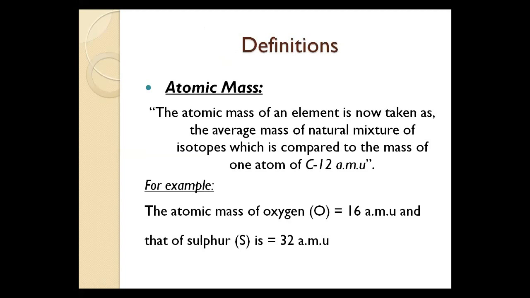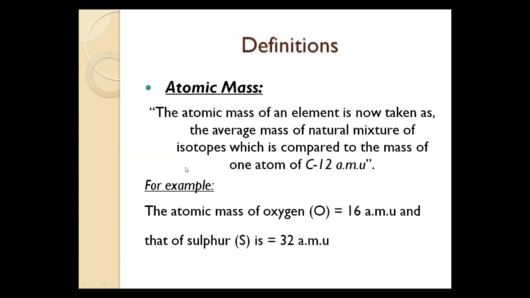Now next we have the term atomic mass. The atomic mass of an element is taken as the average mass of a natural mixture of isotopes, which is compared to the mass of one atom of carbon-12 in AMU.